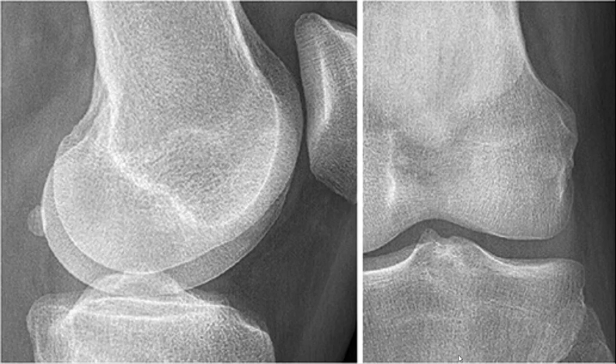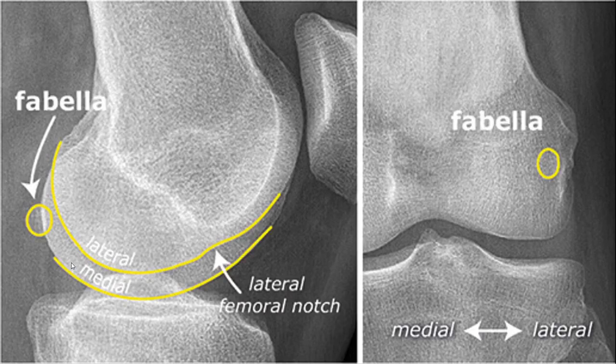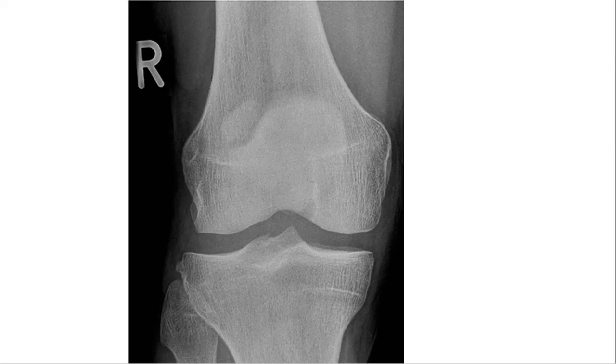Can you see it in the anteroposterior view? Yes, it is seen here. So which is the sesamoid bone in the origin of the lateral head of gastrocnemius? That is the fabella. So this is the fabella that you can see, right? This is the fabella again that you can see in this x-ray, a sesamoid bone.